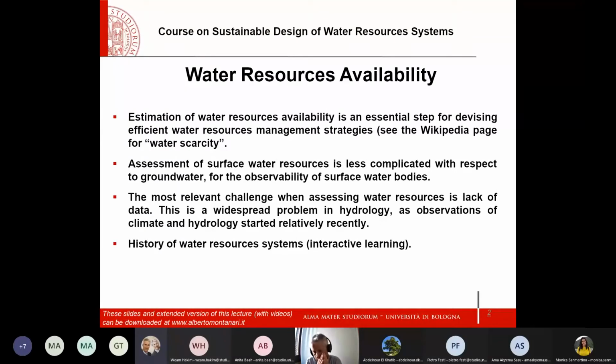And this lack of data is particularly concerning for groundwater. And this is a widespread problem. Lack of data is a well-known problem. And therefore, in hydrology, several methods have been set up in order to resolve this problem. And it's interesting to have a look at the history of water resource systems.